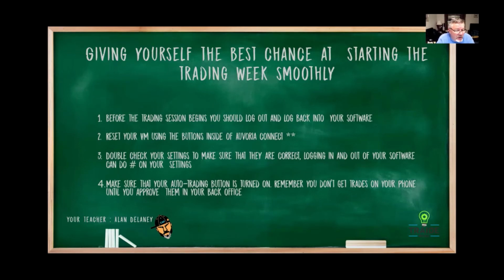All right. So then you want to make sure that your auto trading button is turned on. Remember, you don't get trades on your phone until you approve them. I've had people call me and say, I'm not getting any trades. I take them to their back office and there are 6 notifications, and they forgot because they're not used to having to do that. So that's really all I have tonight.